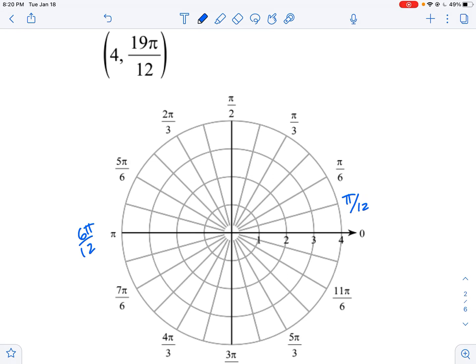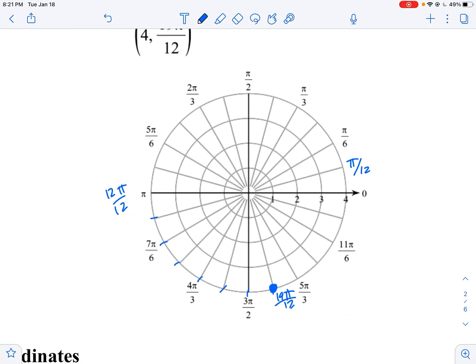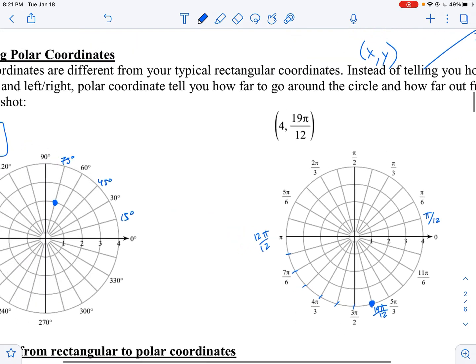And let's see, when you add... Sorry, that is not 6 pi twelfths. That is 12 pi twelfths. You'd think I could count right? Because remember, 12 over 12 is 1 pi. We now need to go 7 more, so 1, 2, 3, 4, 5, 6, 7. Hooray! Found it. Here is 19 pi twelfths. And I need to go out 4, so it's just here on this outer rim. So now we found it. We plotted the point. And that's how you graph polar coordinates.